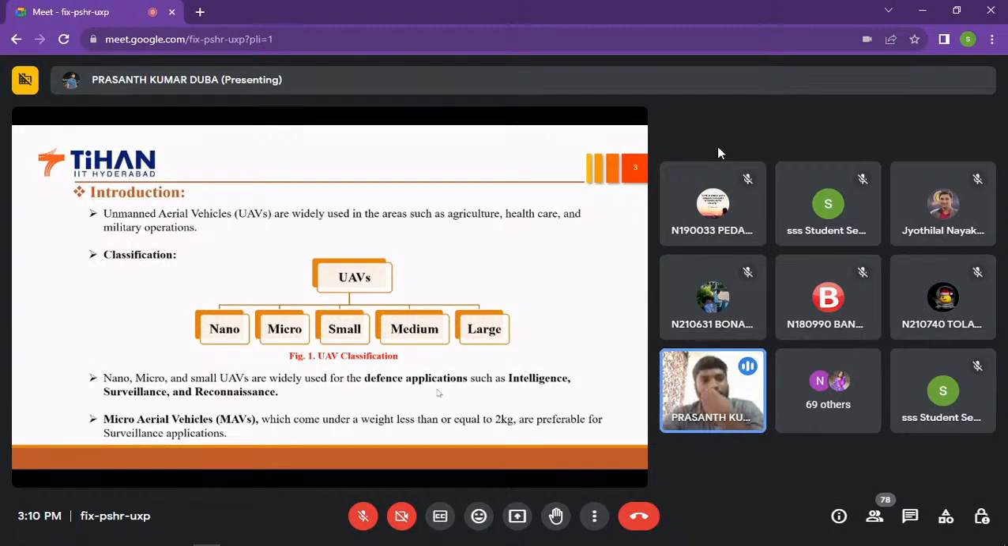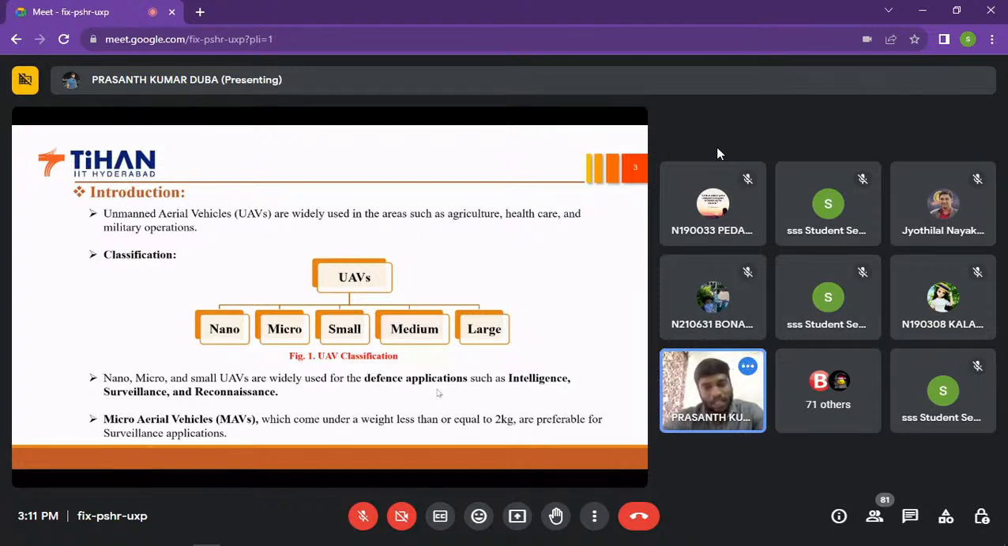Coming to the introduction, nowadays wherever you go, UAVs play a crucial role in many areas like agriculture, healthcare, civilian operations, and military operations like defense and surveillance. We classify these UAVs based on their weights: nano, micro, small, medium, and large. Nano aerial vehicles weigh approximately less than 1 kilogram. We can design nano aerial vehicles, and mostly these bio-inspired aerial vehicles come into this picture.